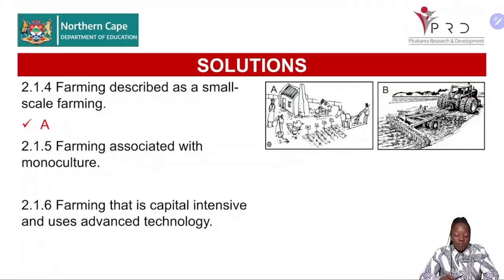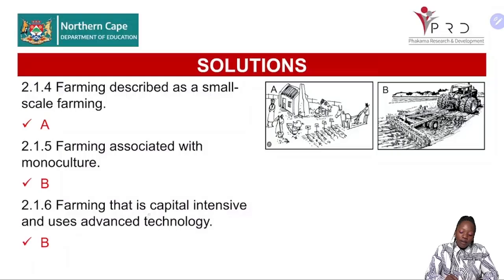Then your 2.1.5, the farming that is associated with monoculture. Remember, monoculture means that type of farming where they are only focusing on one crop at a time. Hence, they are called monoculture. And monoculture is practiced at a large scale or commercial farming because they are looking at profit, because they are farming for the business. Then your 2.1.6, the farming that is capital intensive and uses advanced technology. So it is B.